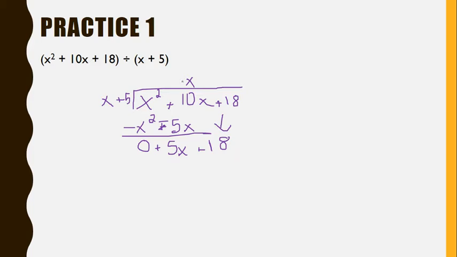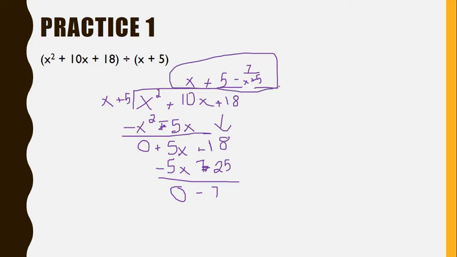Take our 5x divided by x, we get a plus 5. 5 times x is a 5x. 5 times 5 is a 25. Go ahead, change all of our signs, and then add. 5x minus 5x is 0. 18 minus 25 gives us a negative 7, so we have a negative 7 remainder over x plus 5. So that is our final answer, x plus 5 minus 7 over x plus 5.